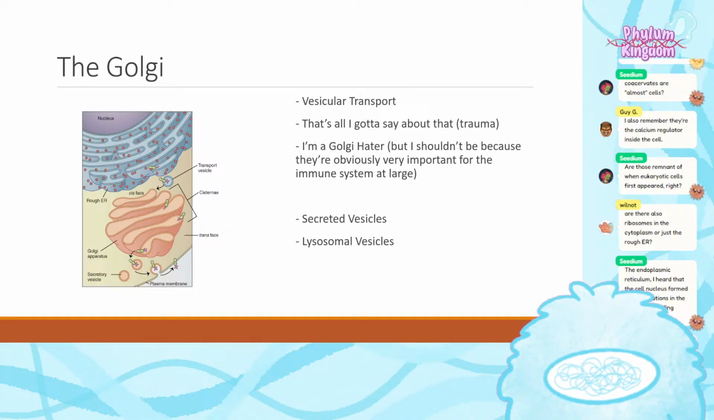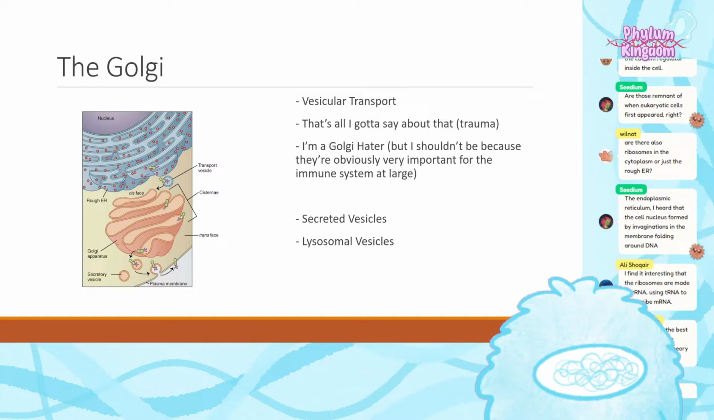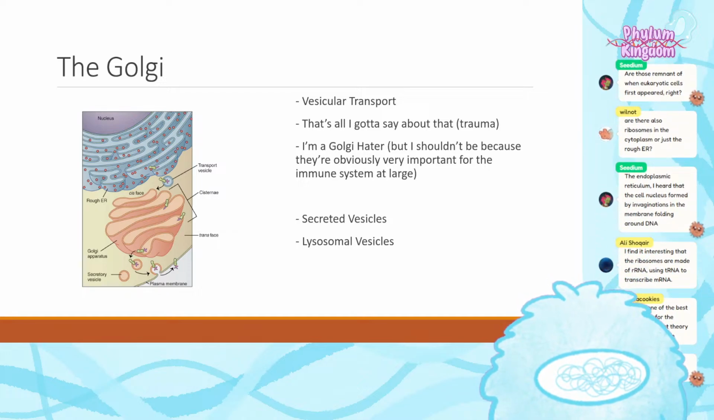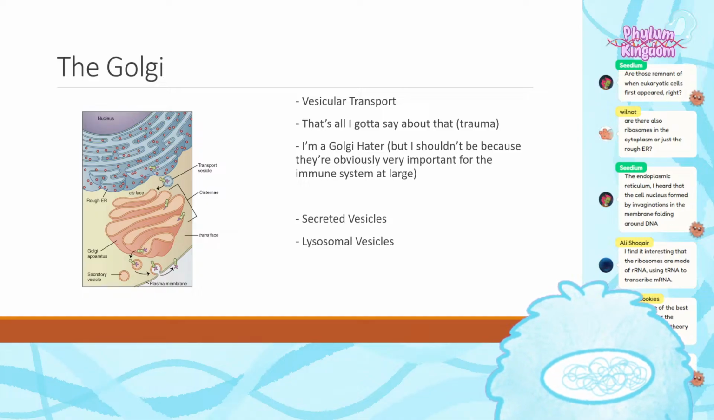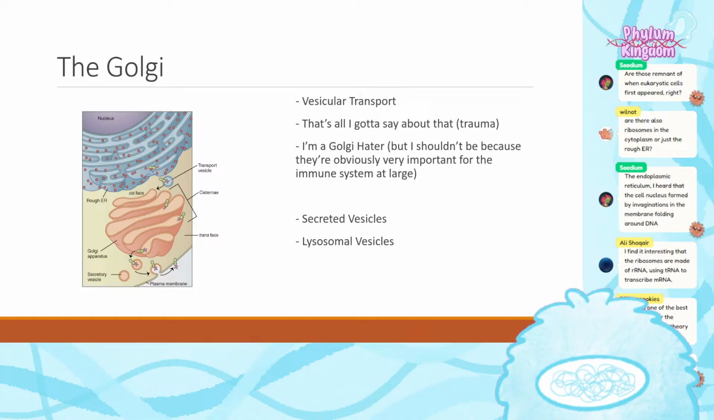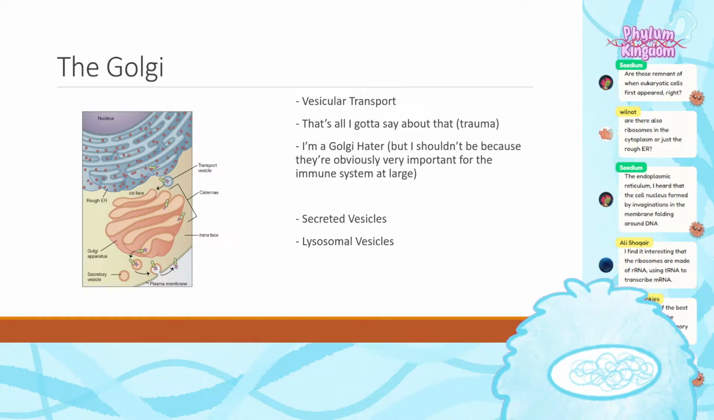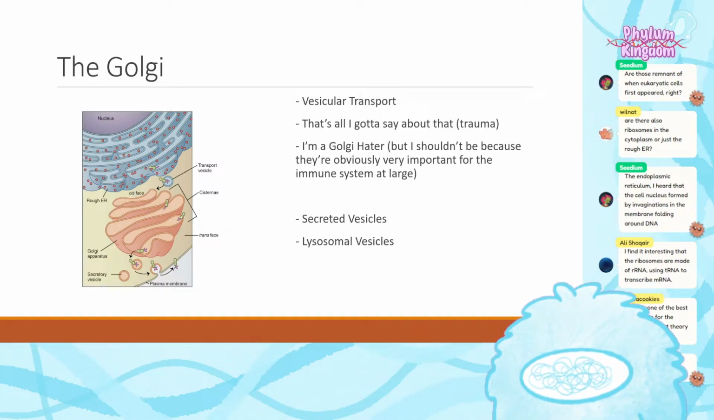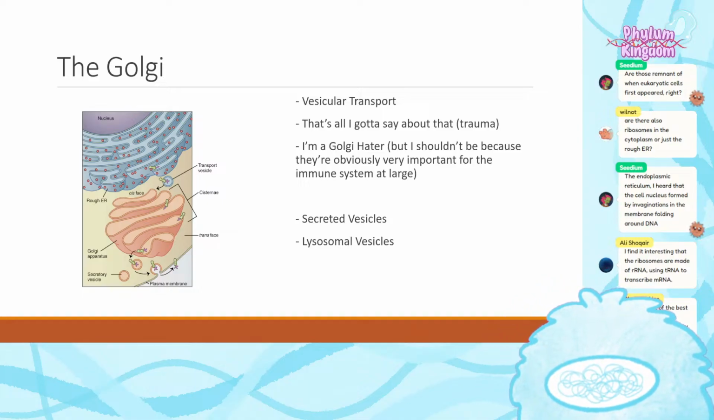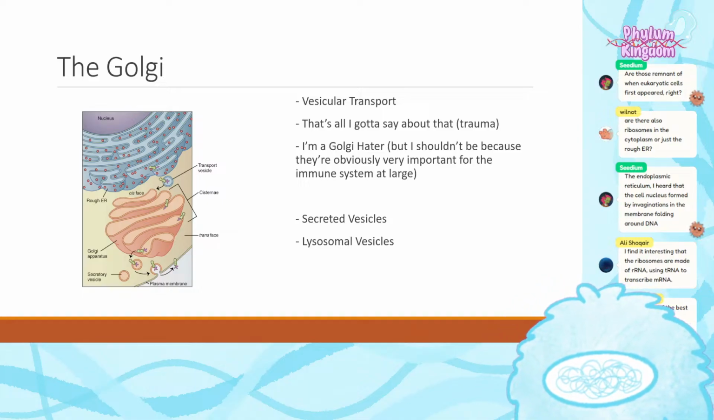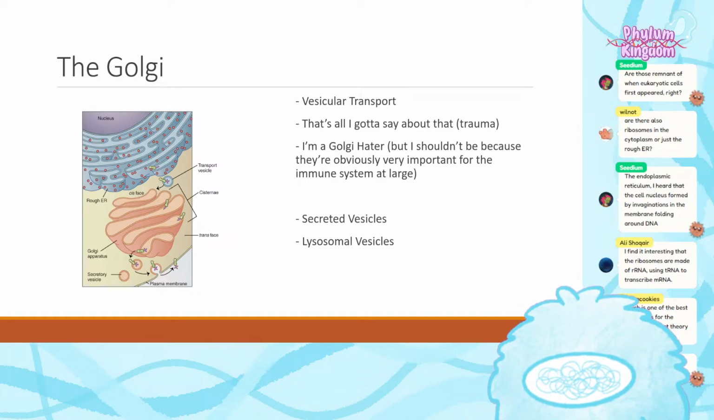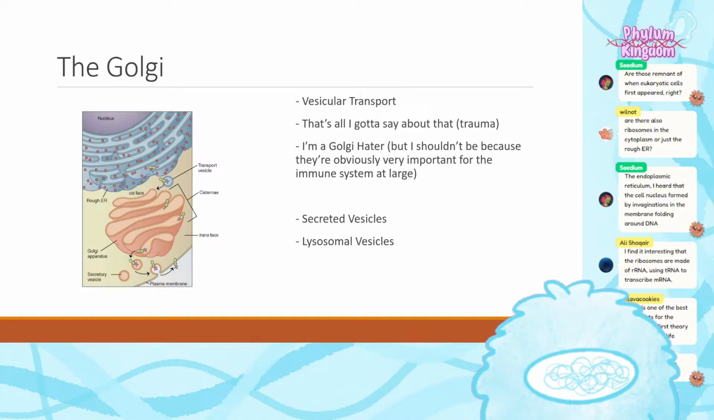All right, so the Golgi, right? This is the organelle that is like the postman. It is the vesicular transport organelle, a central node by which things move through to get to their final destination. The reason why I'm a Golgi hater is because I found it particularly difficult to learn while I was taking cell biology myself. It's pretty complicated the way that this thing works, which we're not going to get into today.